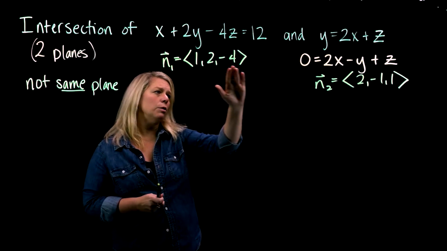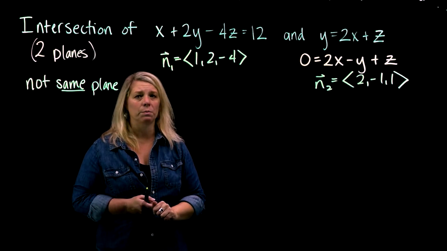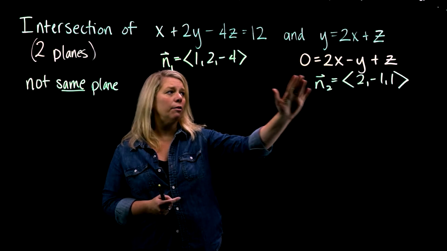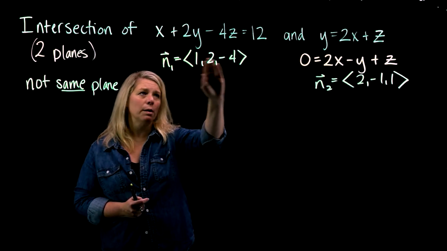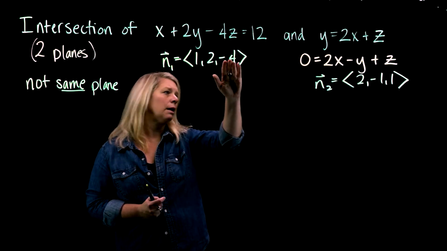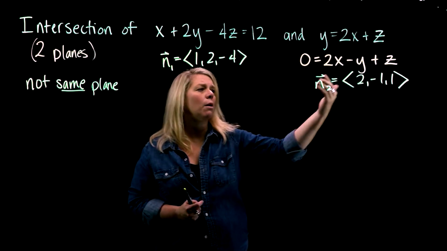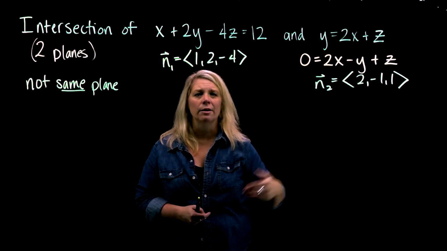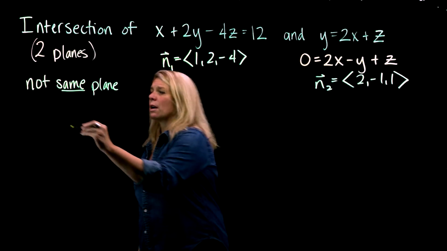So if these two vectors were going in the same direction, they would be scalar multiples of each other. It's pretty clear from looking at them that they are not scalar multiples of one another. I can't multiply this first vector by a scalar, so that I would be distributing that same scalar to every component there and get this vector here. So these are not scalar multiples of each other. So these two planes are not parallel.